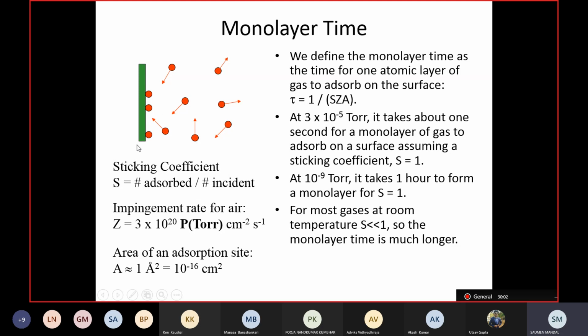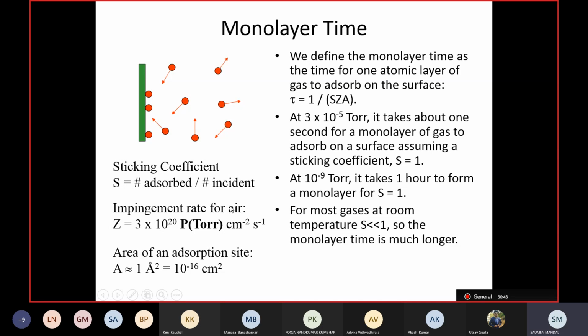So that is one monolayer formation. We define the monolayer time as the time for one atomic layer, meaning the thickness of this layer equals one atomic diameter, of gas to adsorb on the surface. That is tau equal to 1 by SZA. S is the sticking coefficient, and for simplicity we are assuming it to be 1.